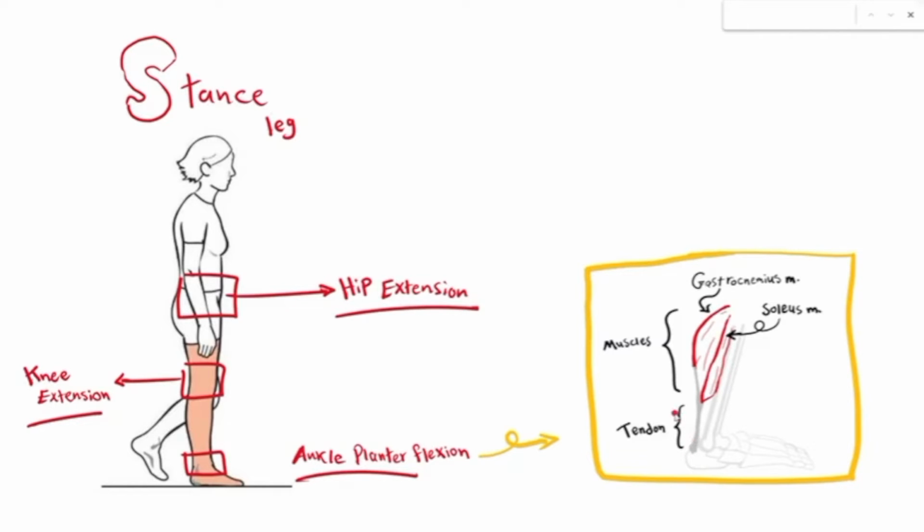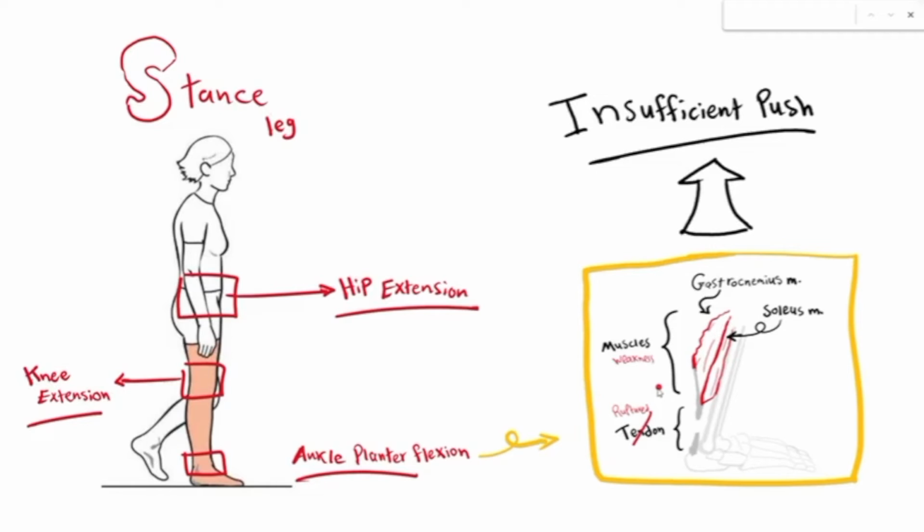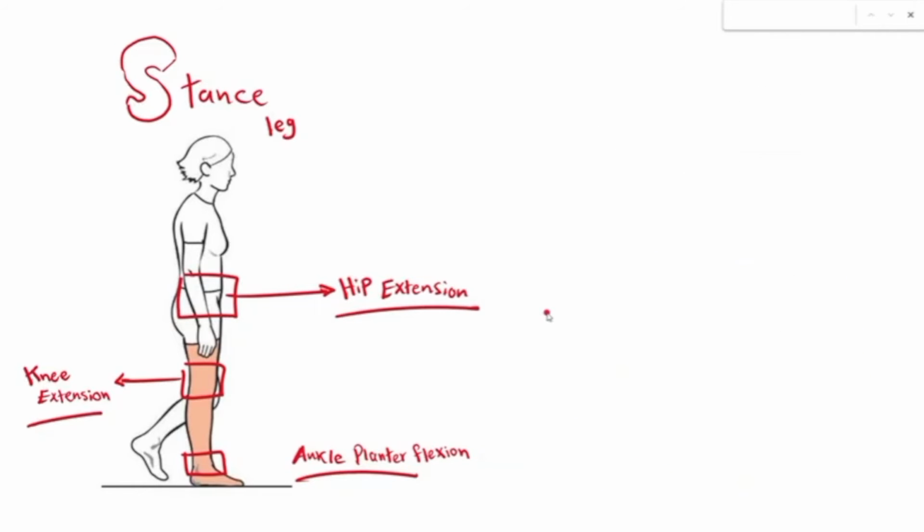And this is the normal. But if we have weakness in the muscles or rupture in the tendons, that means we won't be able to have a normal plantar flexion. Based on that, we will have a weak push off, or in other words, insufficient push. An insufficient push is caused by a weakness in the plantar flexion, caused by weakness in the muscles or rupture in the tendon, the Achilles tendon specifically.